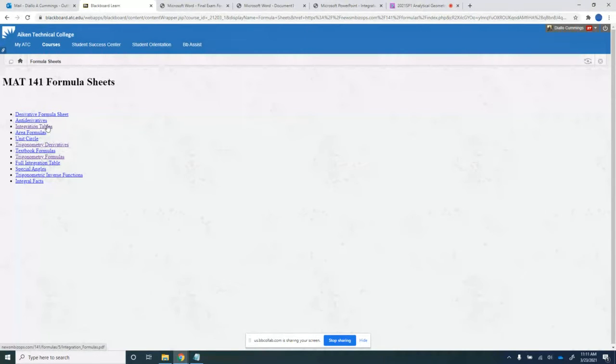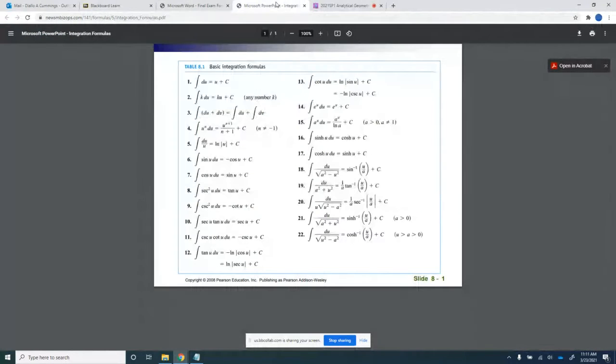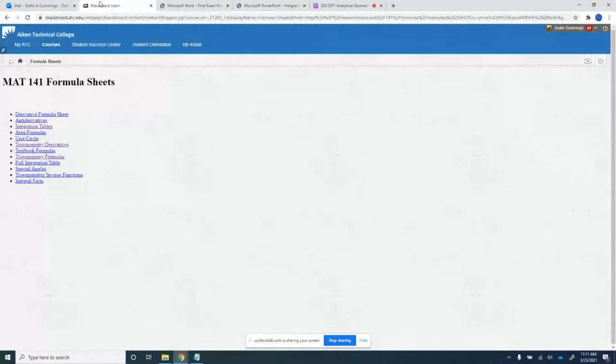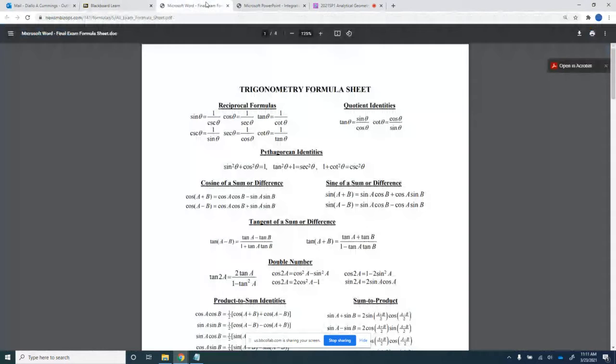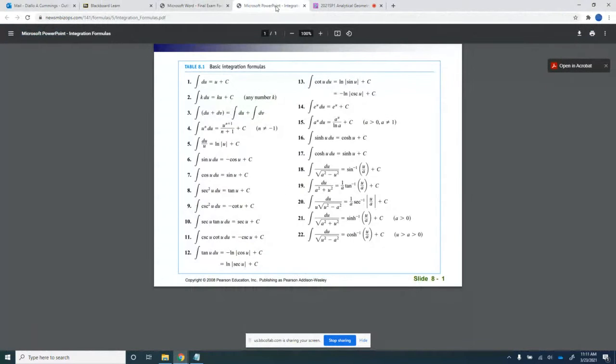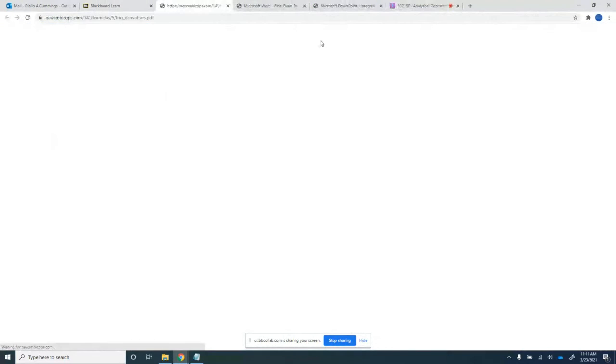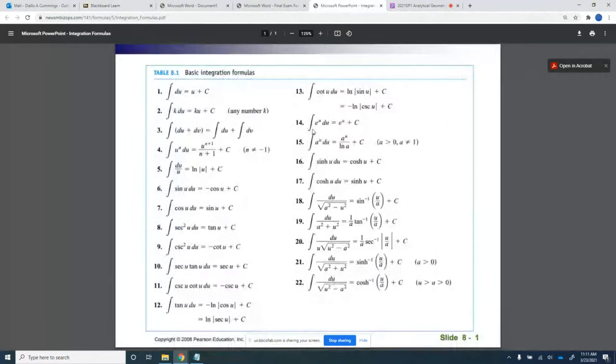Okay, and if we take a look at the integration formula sheet, I'm concentrating on these trig functions. Notice that the sixth formula is for the integral of sine, which is negative cosine. The integral of cosine is sine. Notice that there is no integral for sine square or integral for cosine square.